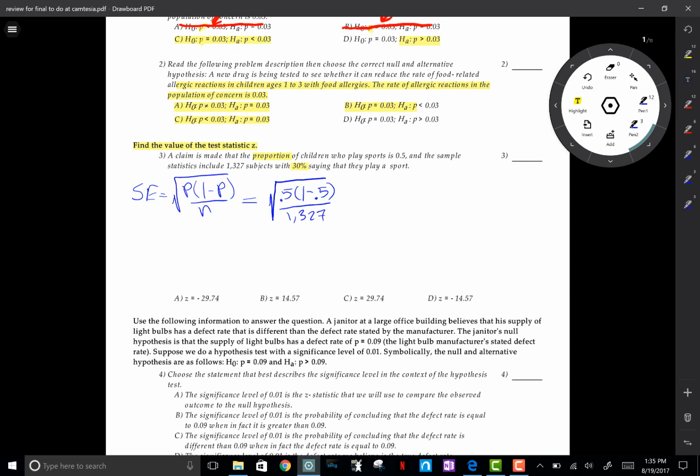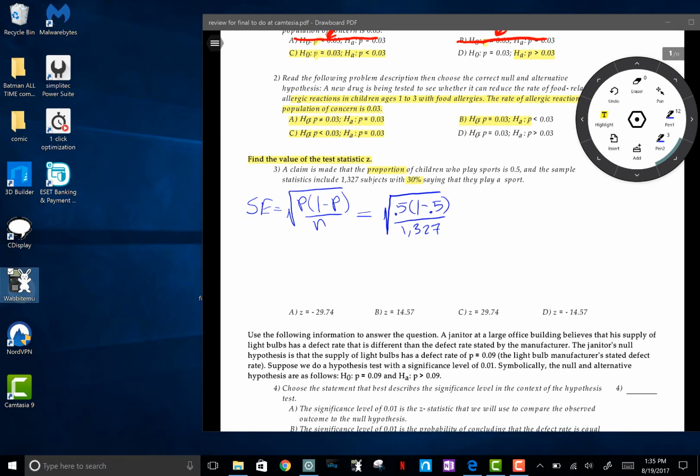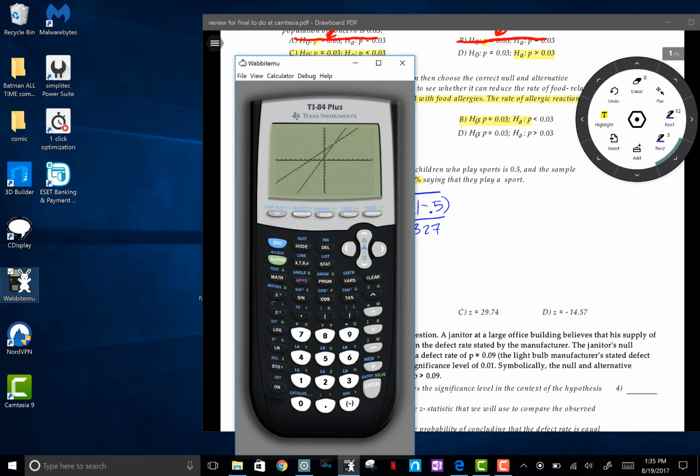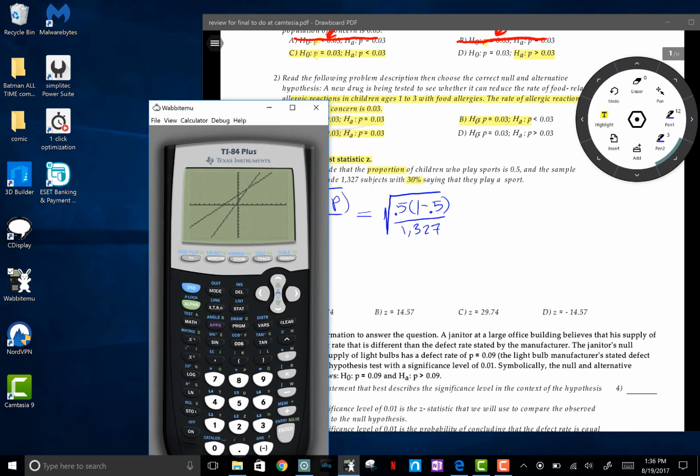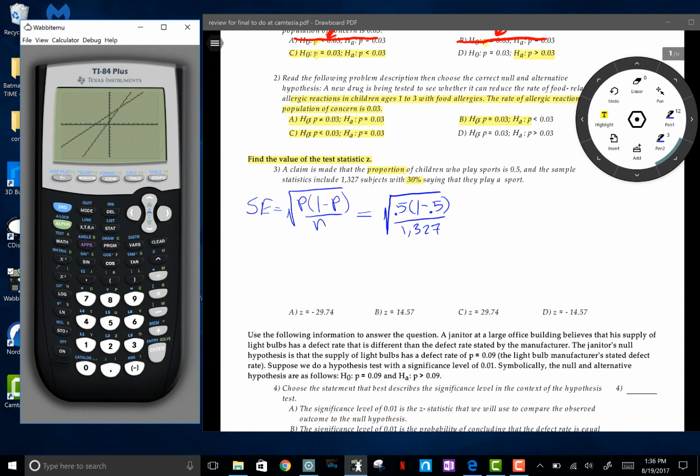All right, so we want to calculate that. Let's get a calculator. Let's calculate standard error. We're going to put second square root of 0.5 times 1 minus 0.5, all divided by 1,327.